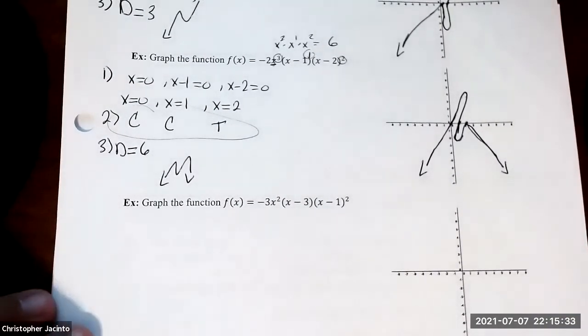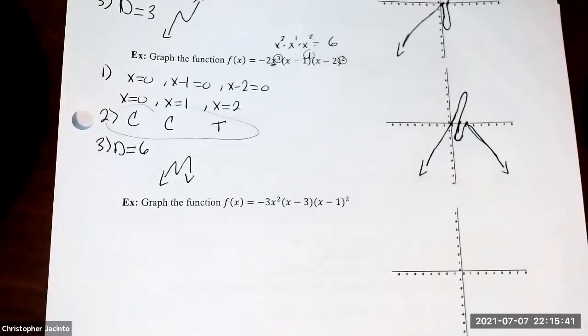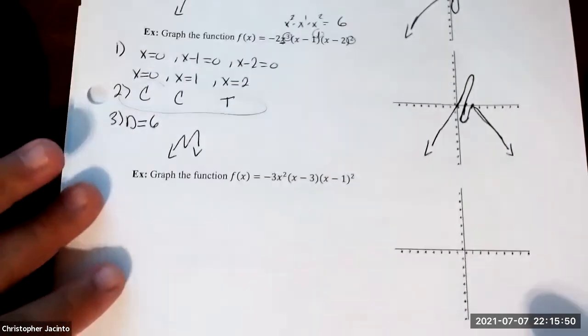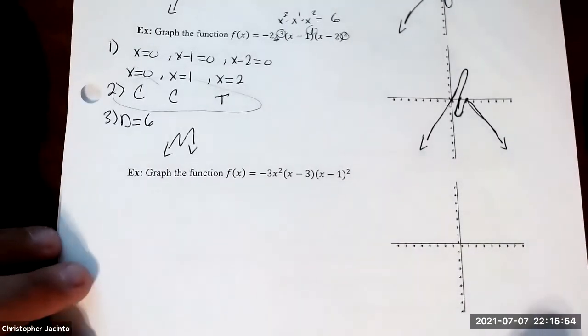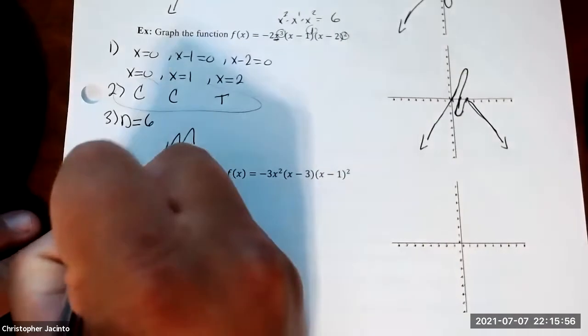It doesn't have to be pretty, as long as you have the major stuff, right? The loops, you can make them as small or as big as you like. So, all good there? Okay. All right, next one.